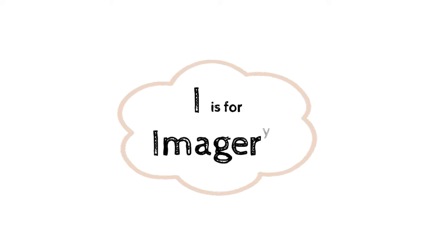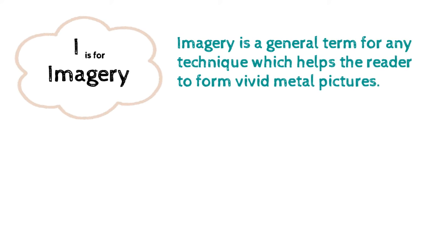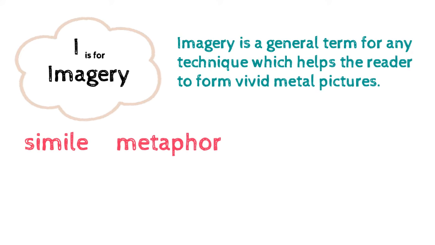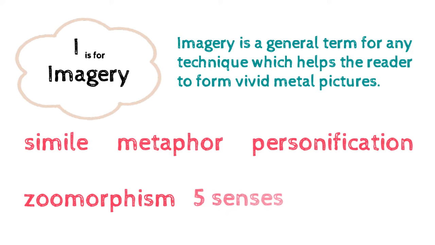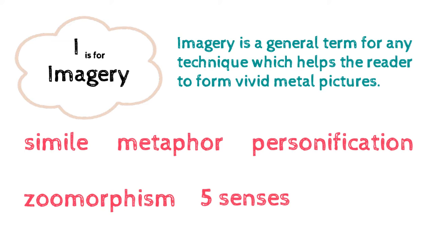I is for imagery. So I'm cheating a bit here because imagery is a general term for any technique which helps the reader to form vivid mental pictures of something in the text. Imagery includes the following specific features: simile, metaphor, personification, zoomorphism, sensory language such as sight, sounds, smells, taste or touch, and even details like colour. You can use imagery as a catch-all word, again if you're not sure of a specific technique.